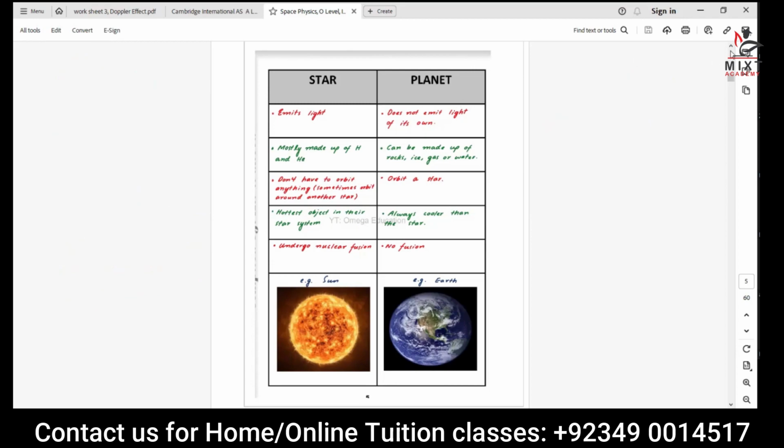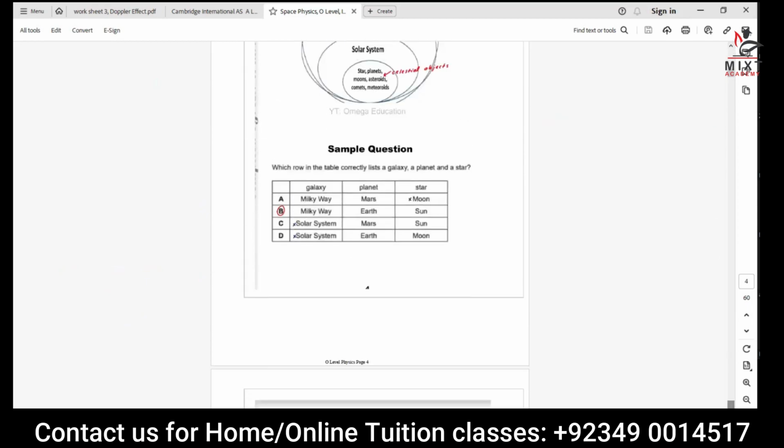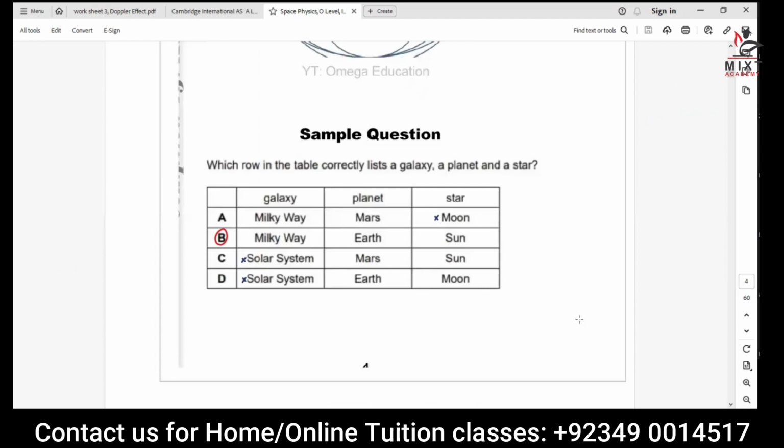There is an exam question. Actually, students, in this question, we have to identify star, planet, and galaxy. Let me give you an idea. Students, the galaxy where we are living, the name of that galaxy is Milky Way. Milky Way is the name of the galaxy where we are living.